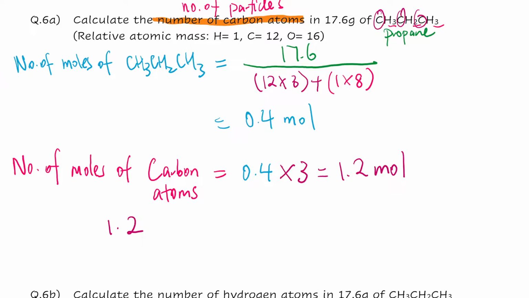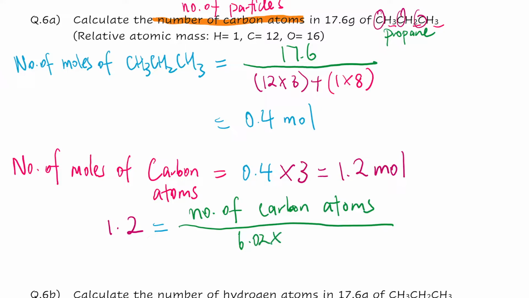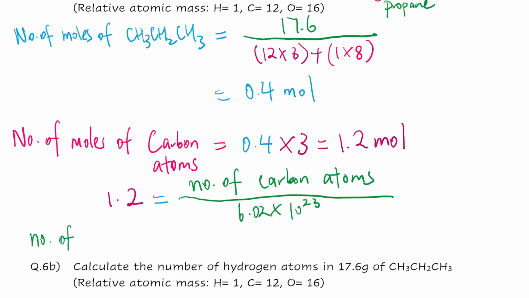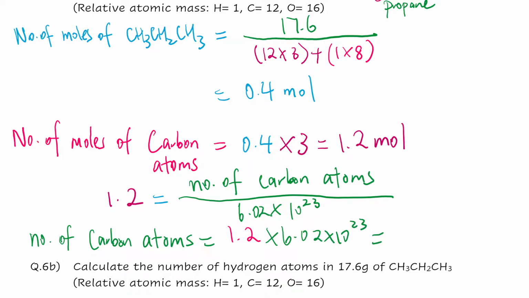I'm going to just directly use it because we've done it so many times in the previous video. So 1.2 would be equal to the number of carbon atoms, that's what we're supposed to find, divided by Avogadro's constant, 6.02 times 10 to the power 23. Therefore, the number of carbon atoms would be equal to 1.2 times Avogadro's number. I'm just typing on my calculator. You should get 7.22 times 10 to the power 23. Just leave it to 3 significant figures. So there you go. That's it.